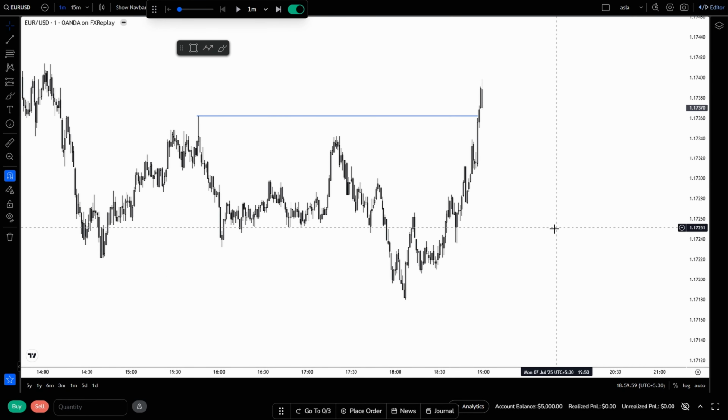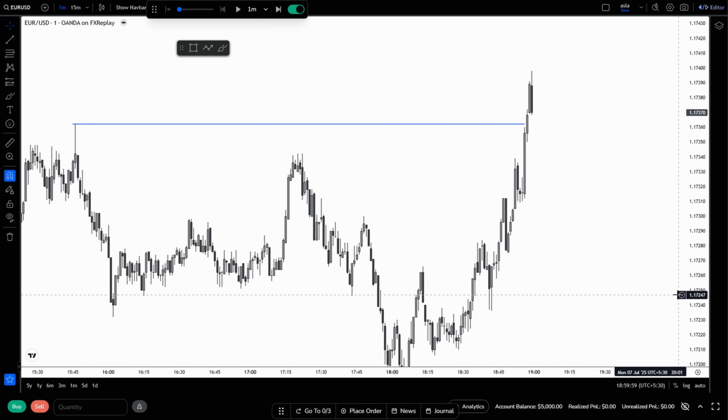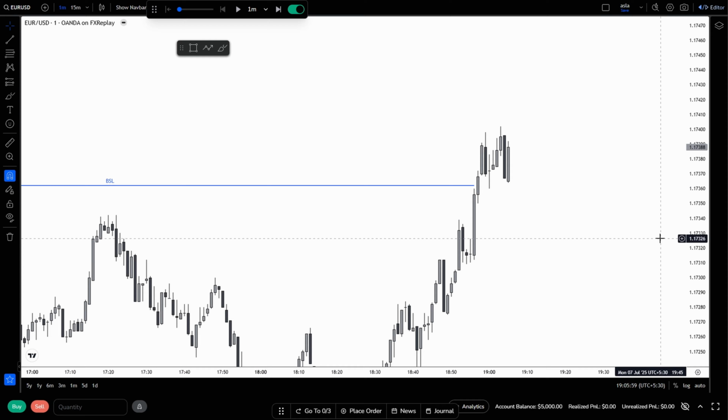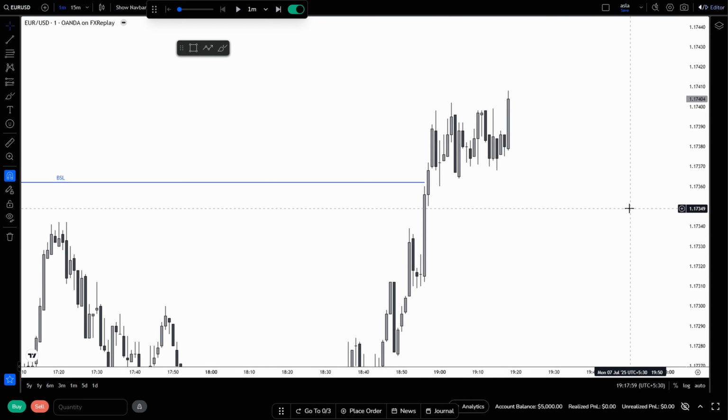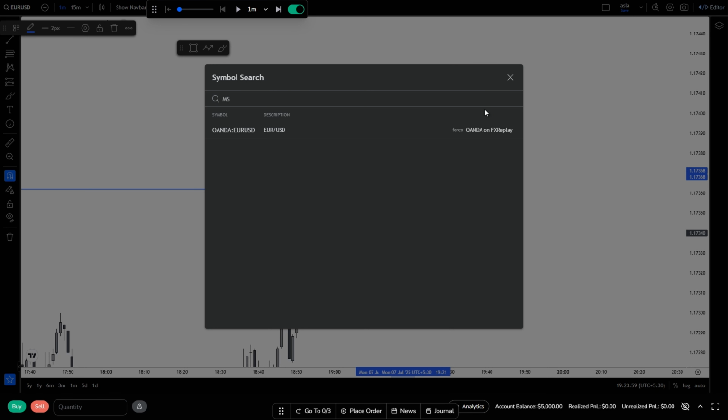Let me show you an example that explains both uses of equal highs and equal lows. Here you can see that we first have a buy-side liquidity sweep. After this, what most traders usually do is wait for any kind of entry confirmation. In this case, we actually have a strong confirmation. You can see a market structure shift to the bearish side.